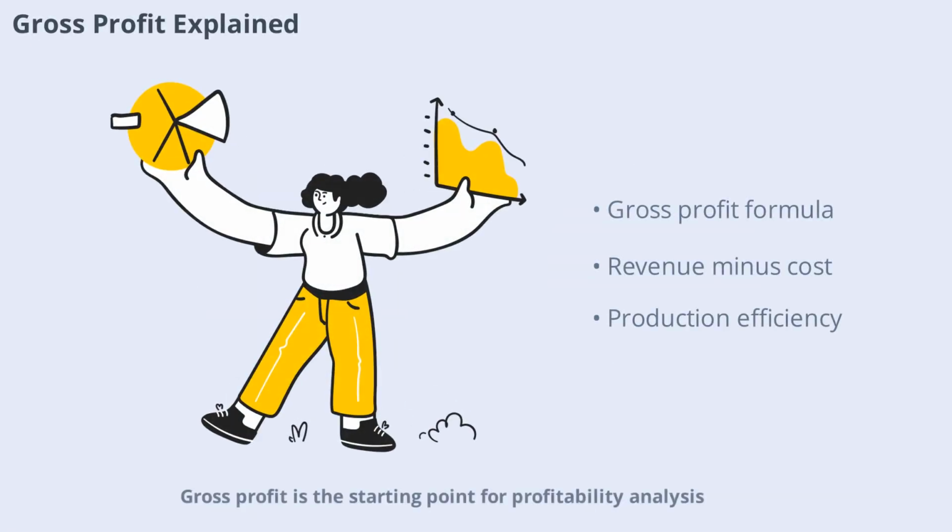Gross profit is the starting point for profitability analysis. It's calculated by subtracting the cost of goods sold from total revenue. This figure shows how efficiently your business produces and sells its products. A high gross profit means you're keeping production costs low relative to sales, which is a positive sign. However, it doesn't account for other expenses like marketing or administration. In the next scene, we'll move on to operating profit and see how additional costs impact your bottom line.